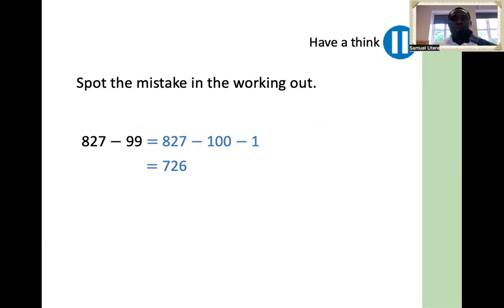But what is the mistake that you notice in this calculation? So someone has been asked to subtract 99 from 827. They subtracted 100 and then subtracted 1. Well, notice that by subtracting 100 and then subtracting 1, they have subtracted 101, not 99. So what they could have done is to subtract 100 and then add 1. So we should have given them an answer of 728.